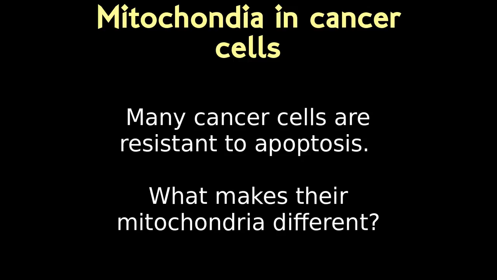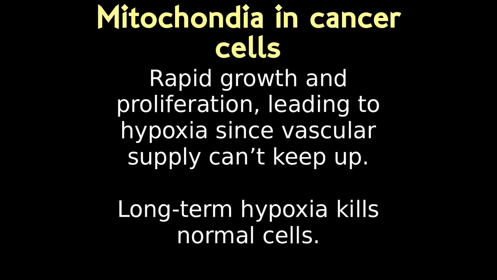So this leads to conditions where apoptosis is not working, and one of the primary ones is cancer. Cancer cells are resistant to apoptosis. They don't die when they're supposed to. So what makes their mitochondria different, such that they're not undergoing this? Just to back up, what often happens during cancer is you have rapid growth and proliferation of cells. And this leads to hypoxia because the vascular system cannot keep up. It can't continue to supply this growth of cells with blood. You don't have angiogenesis happening at an appropriate rate. And what this causes is hypoxia. The cells are not getting enough oxygen because they're cut off from the blood supply.